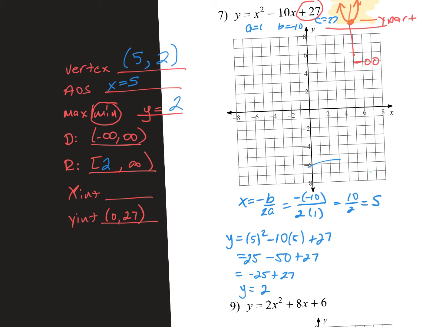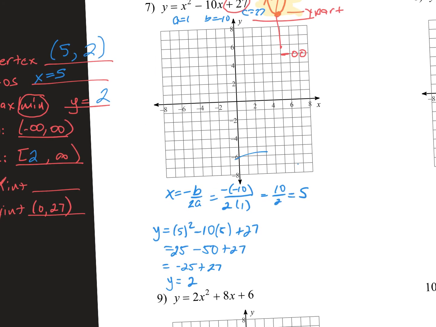So if I were to algebraically ask you to find the x-intercepts, how would you do it? Like factor and solve. Yeah, you'd have to factor and solve. You'd have to set this equal to 0, so you'd have x squared minus 10x plus 27 equals 0. What are the factors of 27 that multiply to give me 27 but add to give me negative 10? There aren't any. So then we'd have to use the quadratic formula to find the x-intercepts, okay? If you guys need me to go through that, I absolutely will.